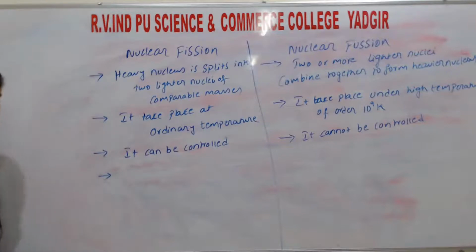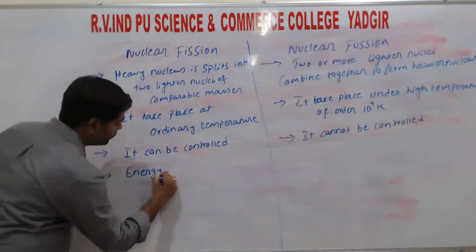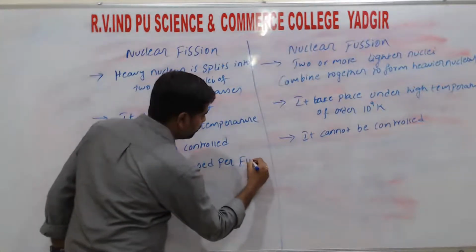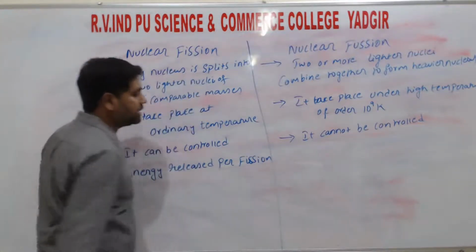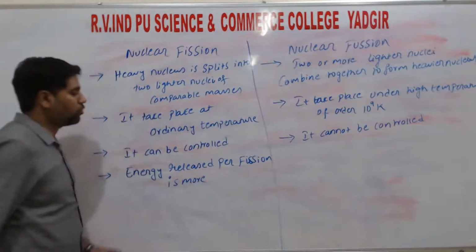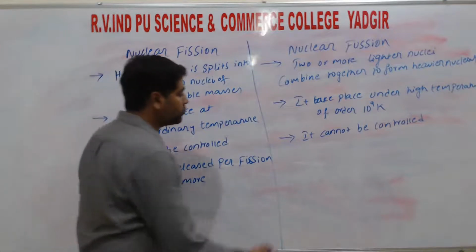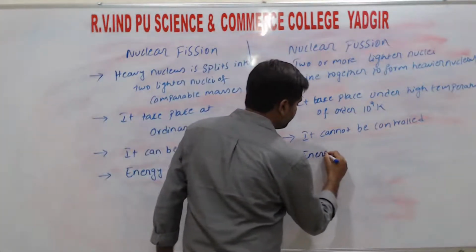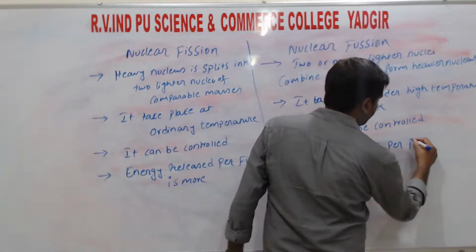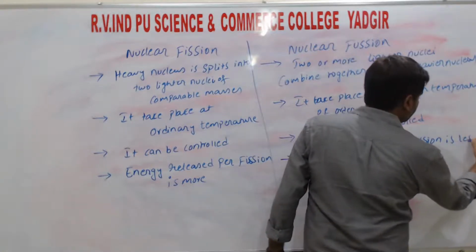So next, energy released per fission. So energy released per fission is more. As already explained, per fission, the energy which is released is around 200 mega electron volt, right? So here the energy released per fusion is less.